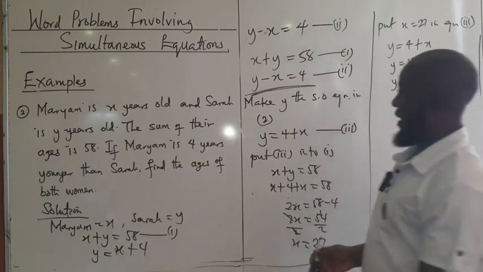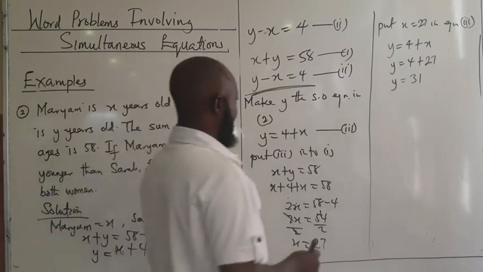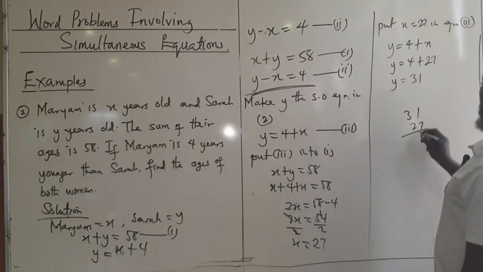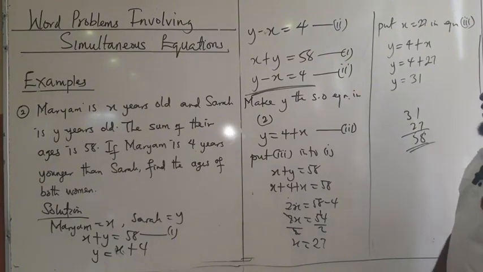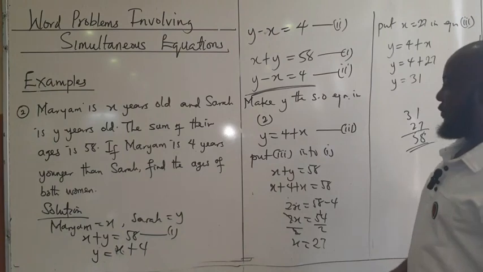Now let's confirm if our answer is correct. The sum of their ages is 58. So let's add their ages together. That is 31 plus 27. This is 8, this is 5. That's 58. You are very correct. So that's 58 then. So find the ages of both women.